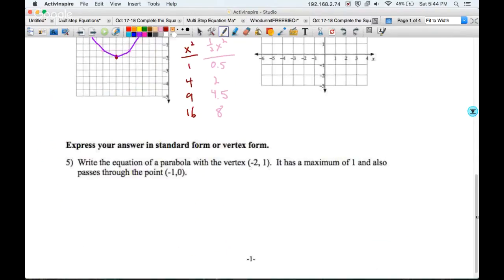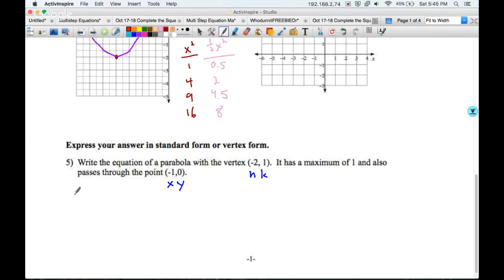All right. Equation of a parabola with a vertex of -2, 1. I'm just going to go right as soon as I see that, label it h and k. Has a maximum of 1 and also passes through the point -1, 0. If this is a point that it's going through, I'm going to label that just an x and a y. The fact that it has a maximum of 1, I can't really use that too much, but I'll use that maybe to kind of double check that my work is correct.